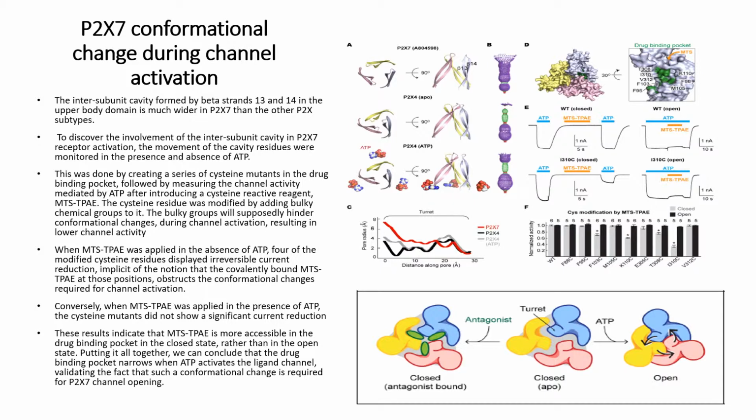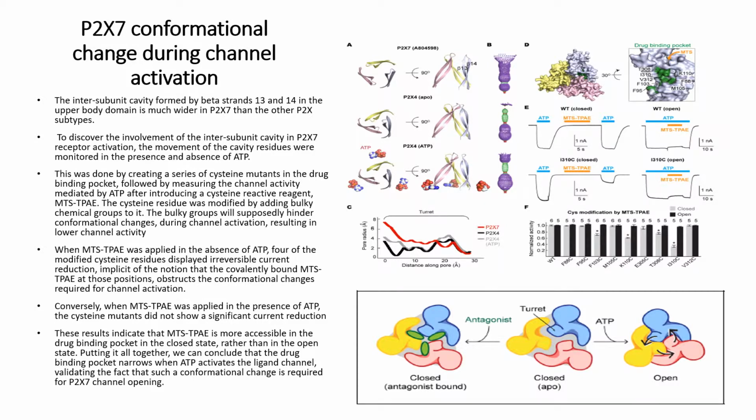To discover the involvement of the intersubunit cavity in P2X7 receptor activation, the movement of the cavity residues was monitored in the presence and absence of ATP. This was done by creating a series of cysteine mutants in the drug binding pocket, followed by measuring the channel activity mediated by ATP after introducing a cysteine reactive agent, MTS-TPAE. The cysteine residue was modified by adding bulky chemical groups to it.